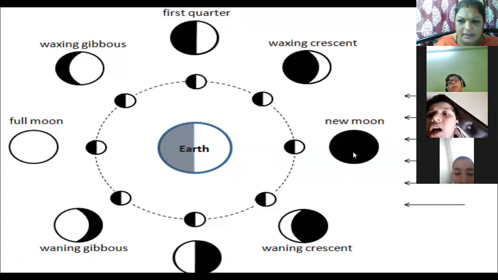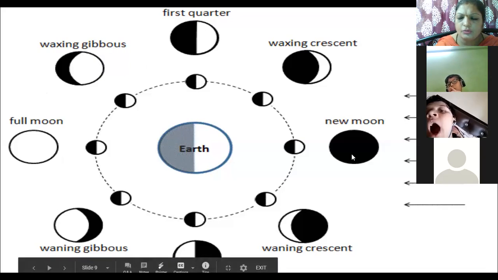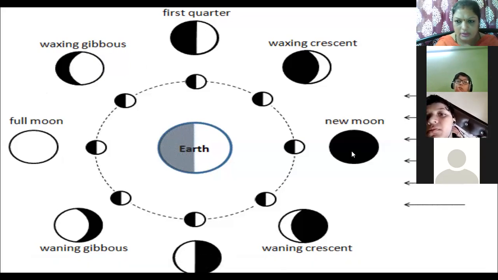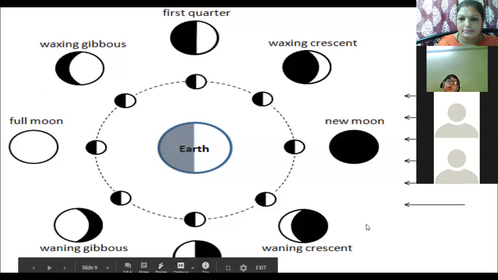But the period from new moon till the first quarter is 1 week, 7 days. New moon to first quarter 7 days, first quarter to full moon again 7 days. So the entire thing is 15 days. New moon to full moon 15 days, full moon to new moon 15 days. It's a circle. Why am I showing you this diagram? Because we have to study eclipses. For that you need a new moon and a full moon. Okay, let's go ahead.